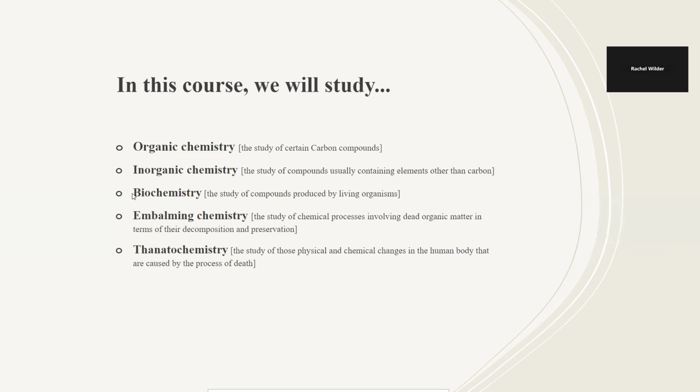And then we have embalming chemistry. Specifically to us, it's the study of the chemical processes involved in dead organic matter in terms of decomposition and preservation. Thanatochemistry: the prefix thanato or thanos means death, so it's the chemistry of death. This is the study of the physical and chemical changes in the human body that are caused by the process of death.